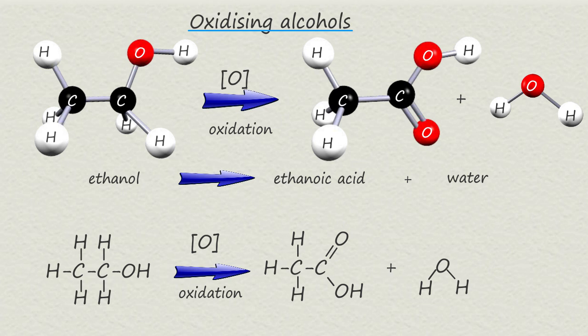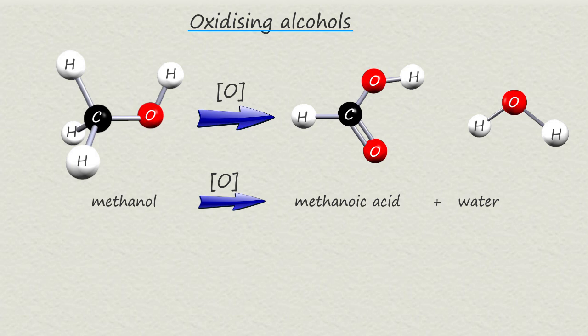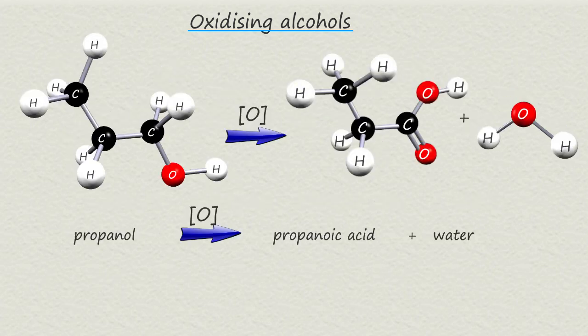We can write equations for this oxidation reaction to show how the carboxylic acid, ethanoic acid is formed. Now many oxidizing agents other than oxygen can be used to oxidize alcohols, and in equations the presence of the oxidizing agent is usually simply shown by square brackets containing the letter O. Now other alcohols can of course be oxidized to form carboxylic acids. For example, the alcohol methanol can be oxidized to form methanoic acid, and the alcohol propanol can be oxidized to form the carboxylic acid, propanoic acid.